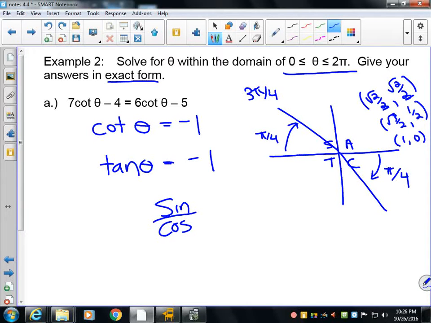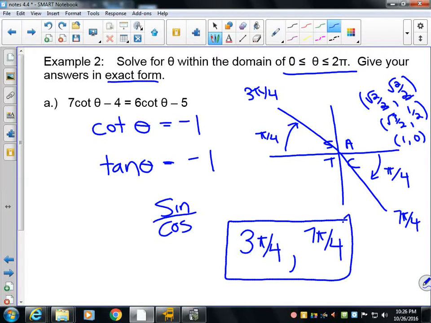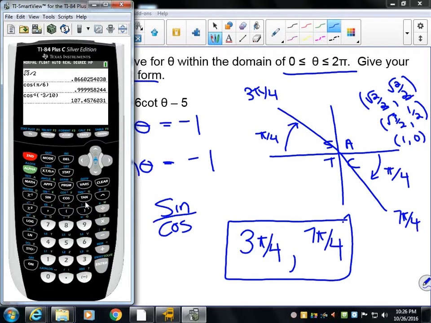So 3 pi quarters, 4, 5, 6, 7 pi quarters. So our two answers that fulfill this equation are 3 pi quarters and 7 pi quarters. Now, if you wanted to, you could look at your calculator and go second tan of -1. Right now I'm in degrees, so my answer becomes -45, right? So subtract 45 that way, subtract 45 that way, and we get those two answers where tan is negative.